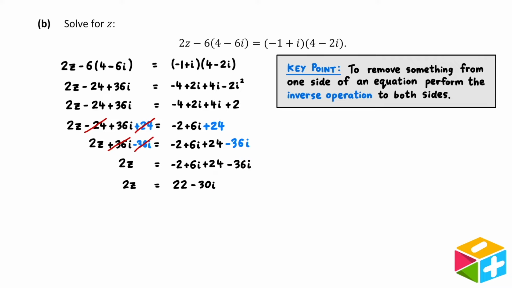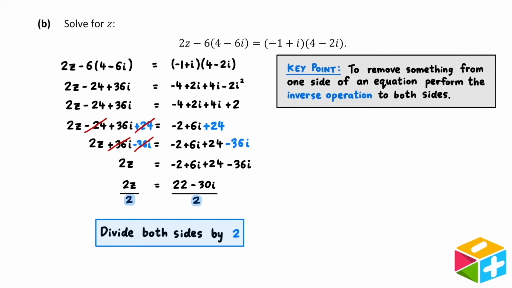We're very close to our goal of isolating z all by itself. The only thing left to remove is the 2. This 2 is representing multiplication. The inverse of multiplication is division, so what we need to do here is to divide both sides of the equation by 2.